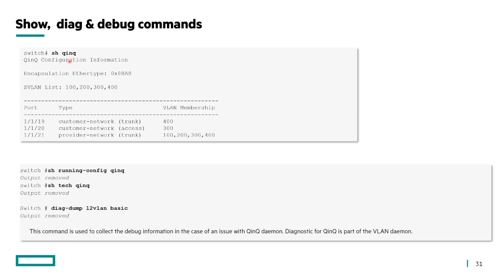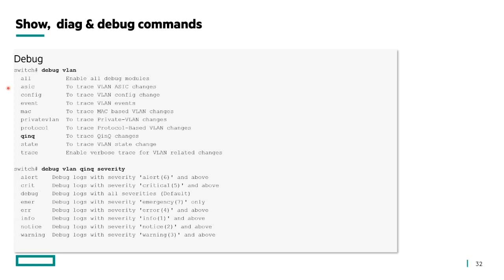So we could just use the show QinQ command, which gives us the ports, the type of port, and the VLAN membership of that port for QinQ. There's also these commands here: show running-config QinQ, show tech QinQ, diag dump L2 VLAN basic, and as QinQ is part of the VLAN daemon, you'll get the output for QinQ as well. And for debug, there's a separate debugging for QinQ and the various debugging levels here from the debug buffer.